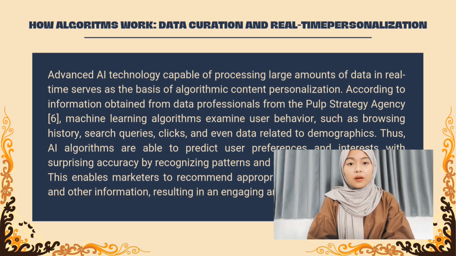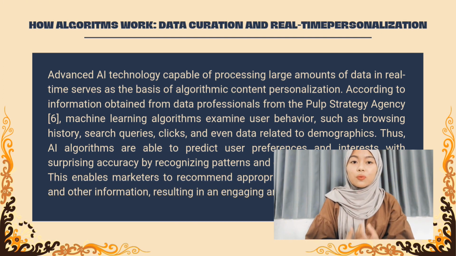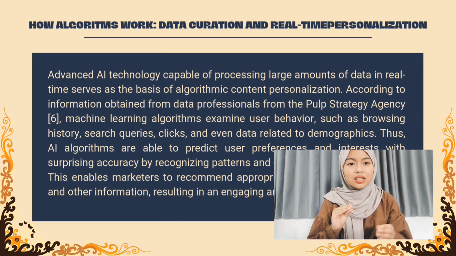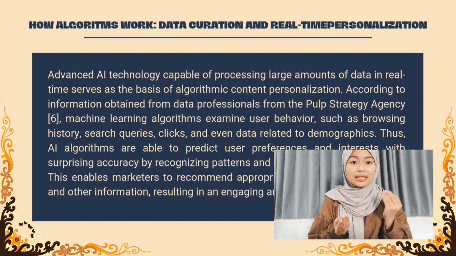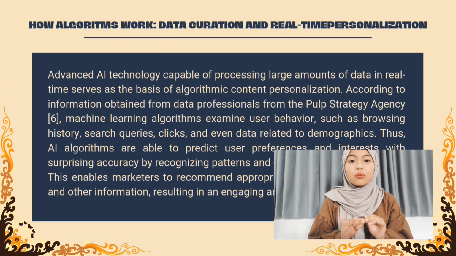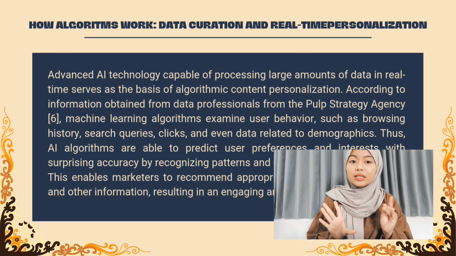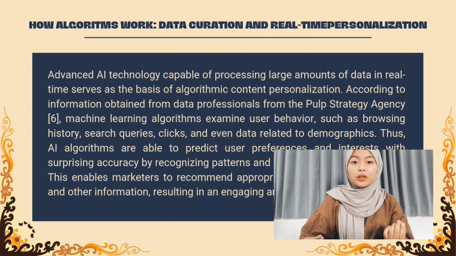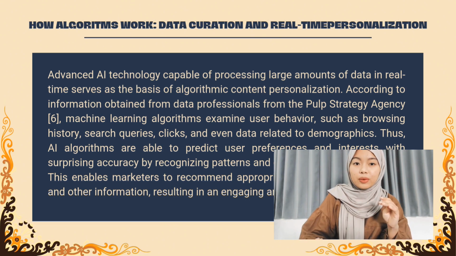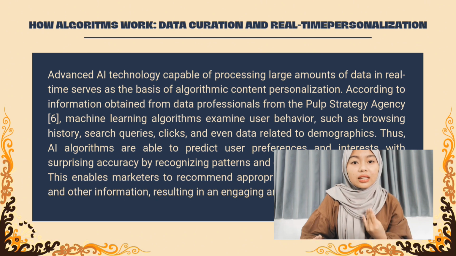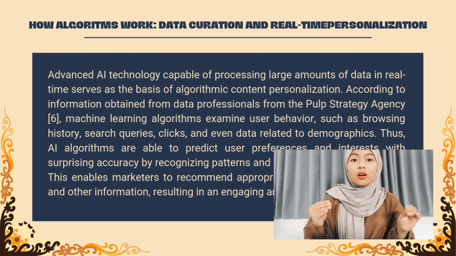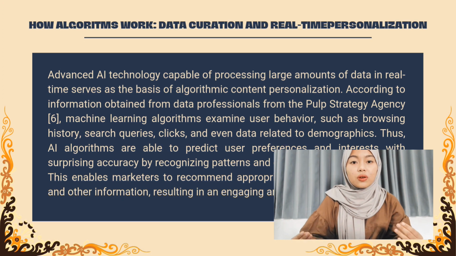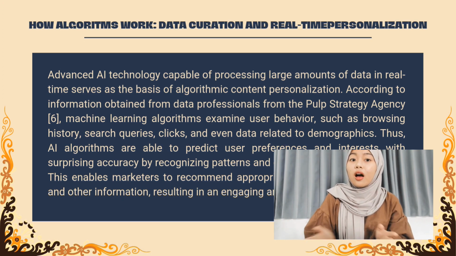AI algorithms are able to predict user preferences and interests with surprising accuracy by recognizing patterns and correlations within this data. This enables marketers to recommend appropriate articles, good movies, and other information, resulting in an engaging and smooth user experience. For example, if the algorithm recommends highly engaging information, individuals may be more inclined to continue their search and conduct additional research, even though it requires more effort and time.